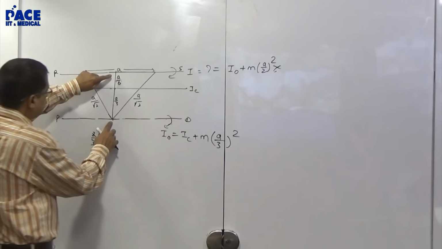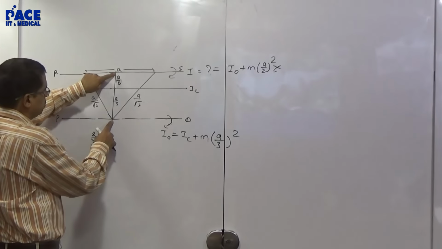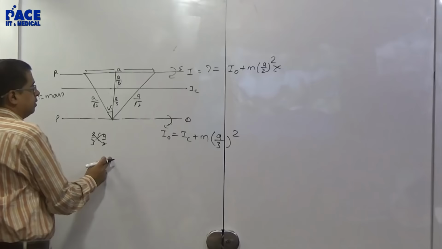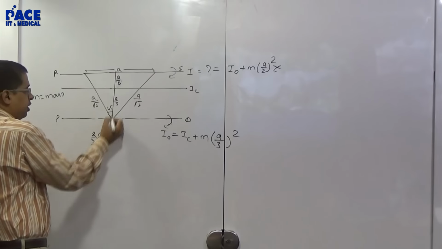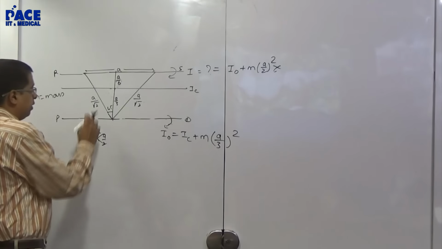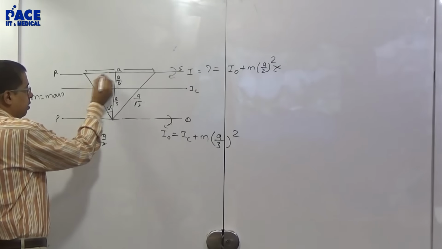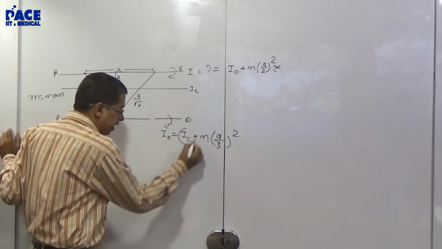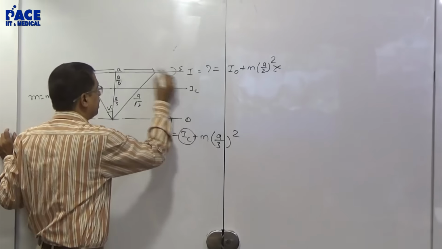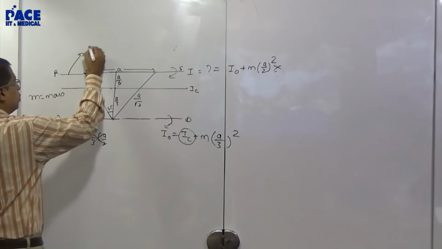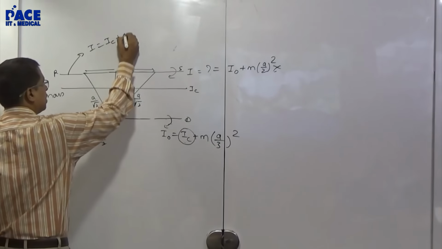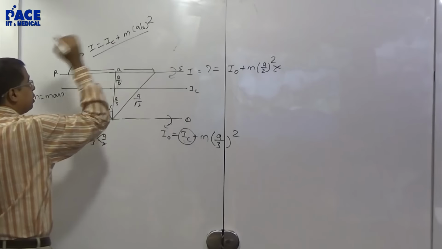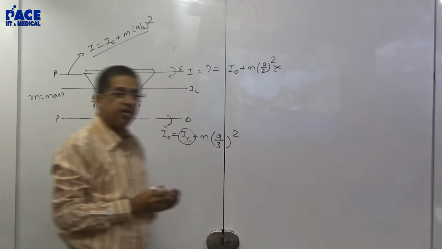By the way, is this altitude A by 2? Yes, sir, because this is 45 degrees, right? Yes, this altitude is A by 2. This is A by root 2. This will be A by 2, this will be A by 2, hence this will be 45 degrees. Now that I know IC, calculate about this axis. About this axis, I is IC plus M into A by 6 whole square. This IC needs to be substituted here to get the value of I.